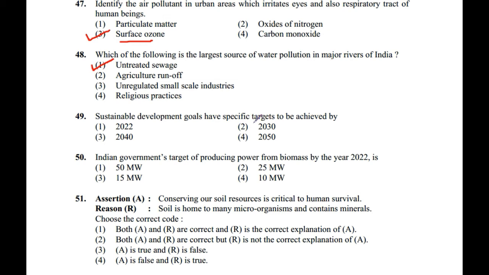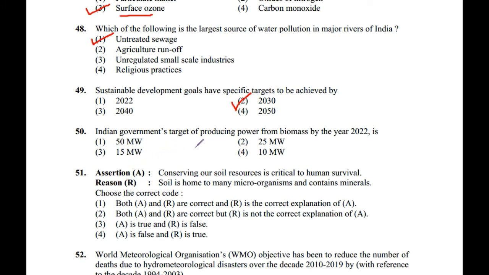Sustainable development goals have specific targets to be achieved by. So the correct option is the second, 2030. Now the Indian government's target of producing power from biomass by 2022 is. None of the options gives the correct answer. So I'd like to tell you one thing: according to the Ministry of New and Renewable Energy, the government plans to produce 100 gigawatt from solar power, 60 gigawatt from wind power, and 10 gigawatt from biomass.